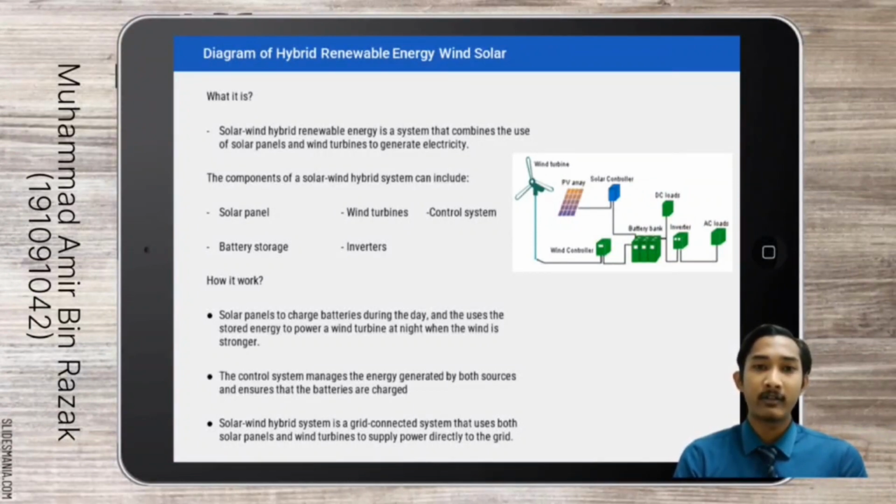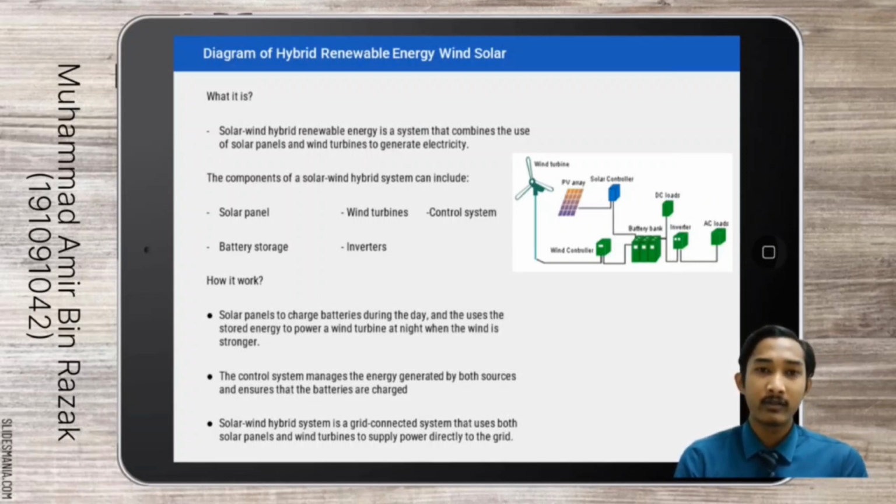Solar wind hybrid renewable energy is a system that generates electricity by combining the use of solar panels and wind turbines. The system combines the advantages of solar and wind energy to create a more constant and reliable source of electricity than either one alone. During the day, solar panels create power from the sun, whereas wind turbines generate electricity from the wind at night or on windy days.